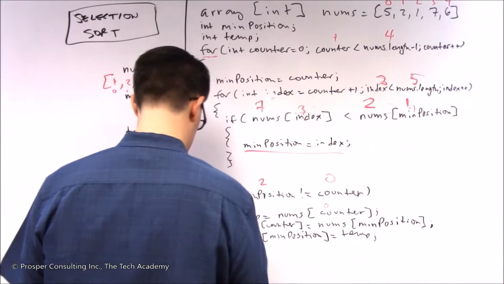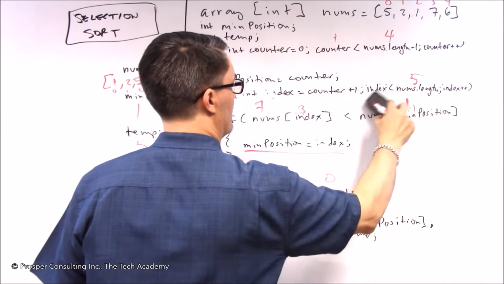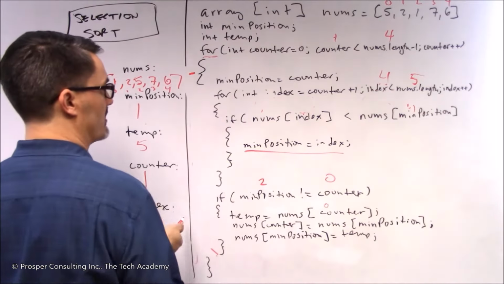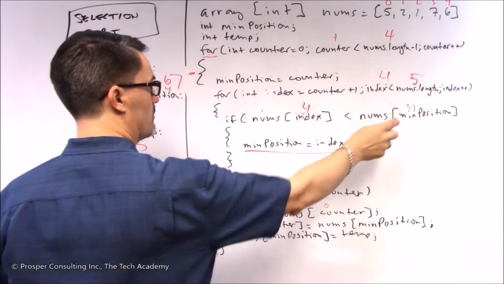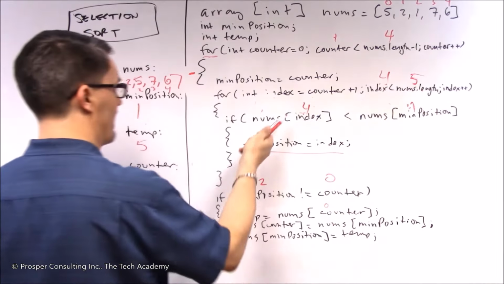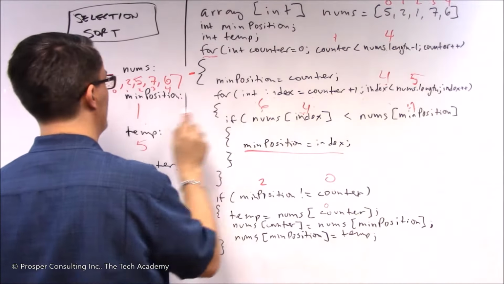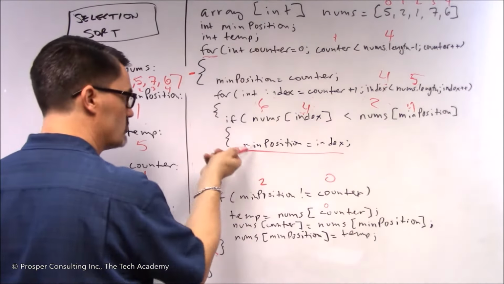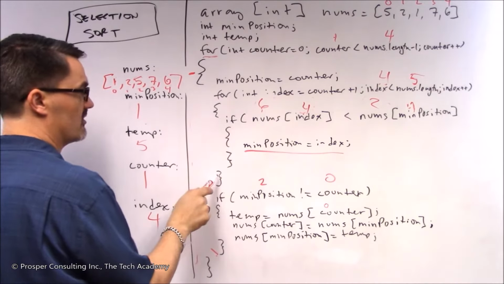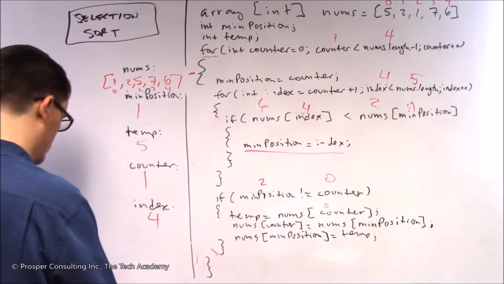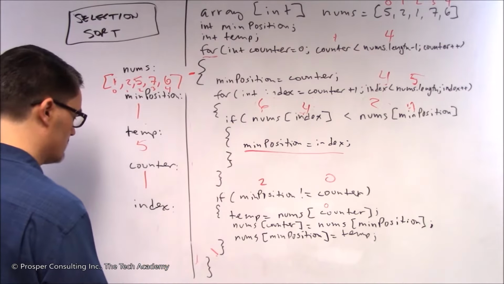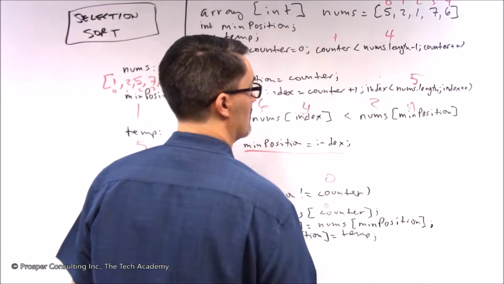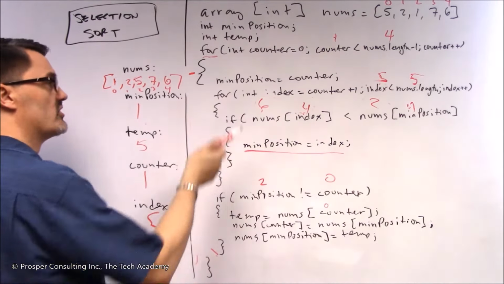Is 4 less than 5? Indubitably. 4 is less than 5, so we execute the loop. Here's our if statement. Position at 4, position at 1. What's the value at 4? It's 6. What's the value at 1? It's 2. Is 6 less than 2? No, it's not. So again, we do not execute this block. Now we reach the end of the loop. We increment index. Index goes from 4 to 5. And is 5 less than 5? No. We're done executing this loop.